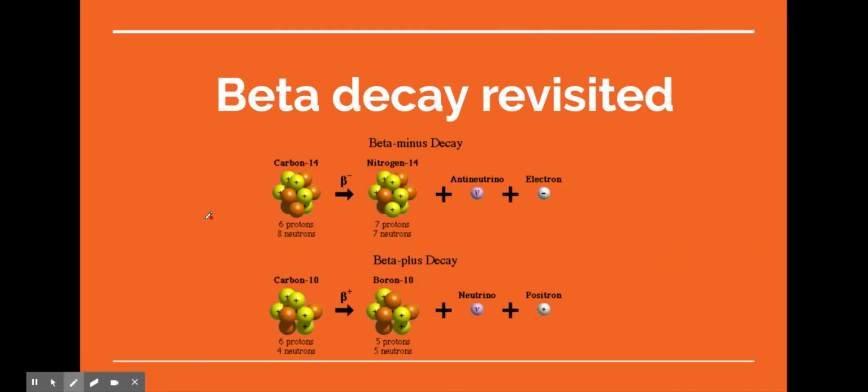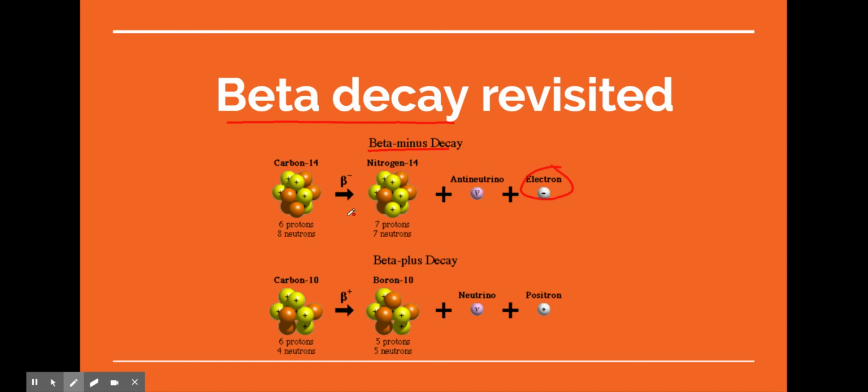So now that we have a little bit of quark theory behind us, I want to revisit this idea of beta decay, because I feel like there might be a couple of people with a nagging concern about beta decay, and that is this. If you look at this top example of beta decay, where carbon-14 undergoes beta negative decay, we have this electron and antineutrino coming off, and we have nitrogen-14.